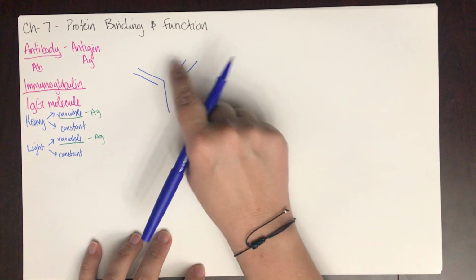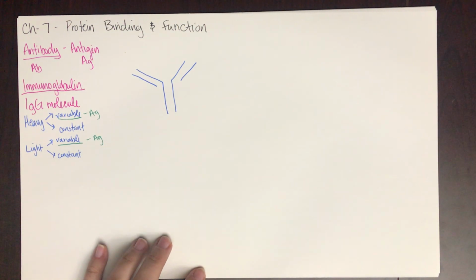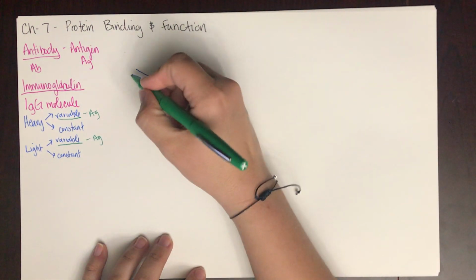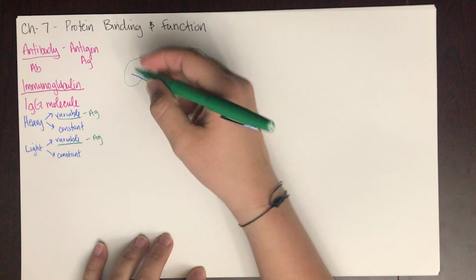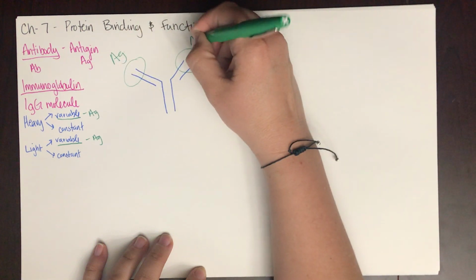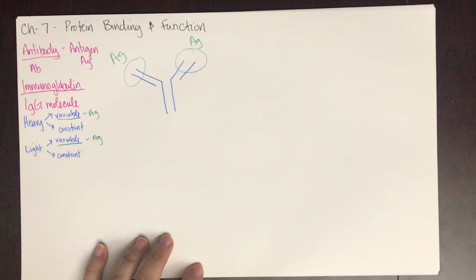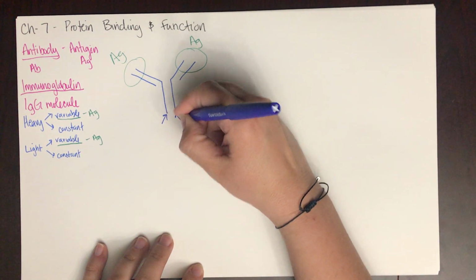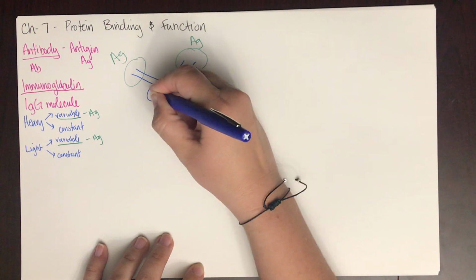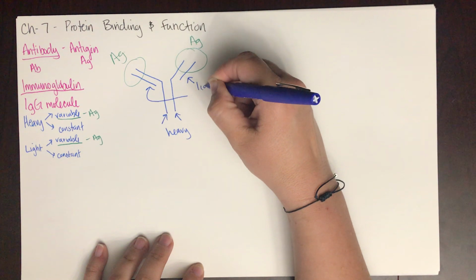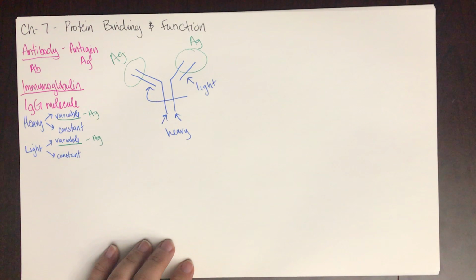So it kind of looks like a Y with 2 extra pieces on the outside. What we have here, this is where the binding would happen, this is where the antibody would bind the antigen. And these chains here in the middle, these are heavy chains. And then this chain here and this chain here, these are the light chains.